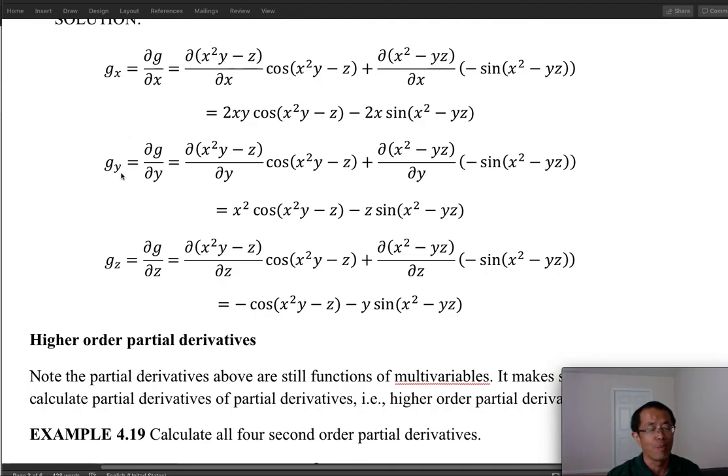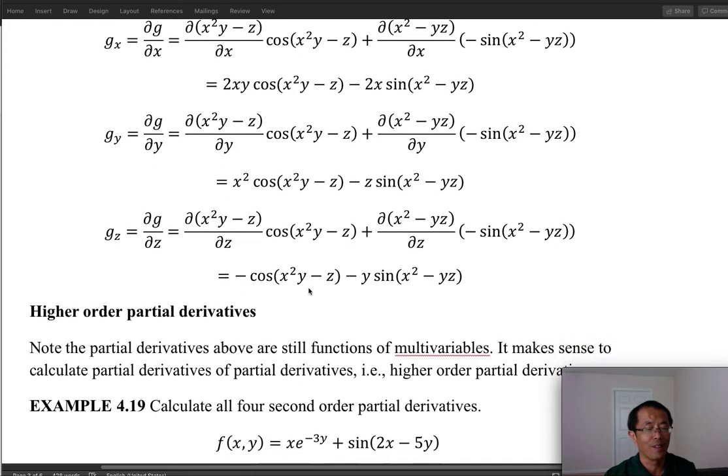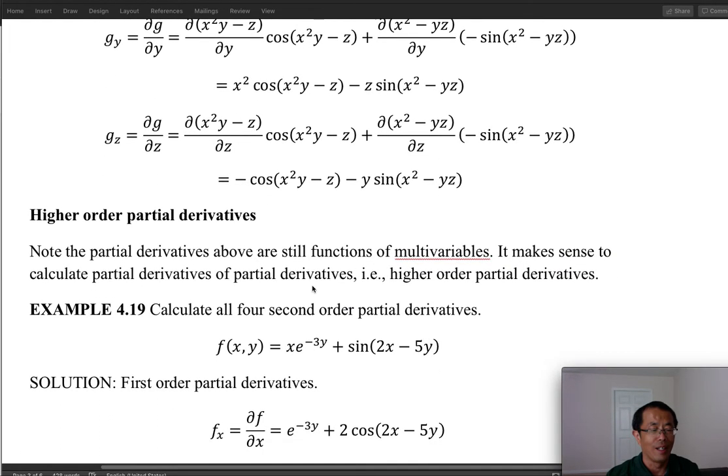Same for the other partial derivatives, this one and all the partial derivatives. The partial derivatives of the partial derivatives are the so-called higher order partial derivatives. That is the same. Again, to calculate the higher order partial derivatives, you need to know those derivative rules very well.